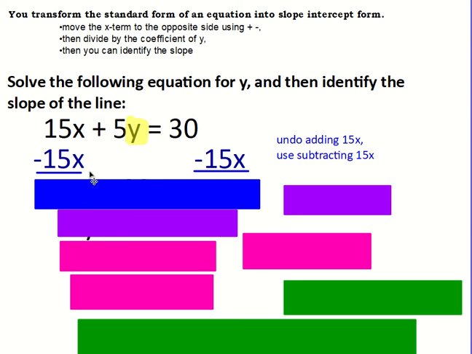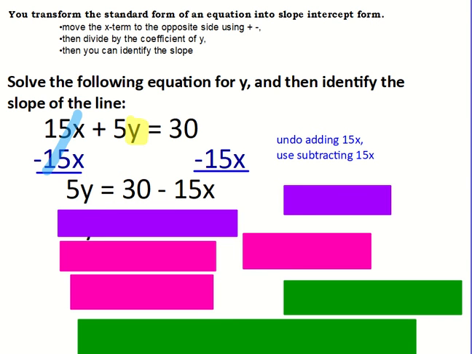So 15x minus 15x, that's 0. Those cancel out. So I'm going to cross those out. And then on the right-hand side, you have a 30, and then you have a minus 15x. Those are not like terms, so you can't combine them together. We're just going to bring them down. So we have 5y equals 30 minus 15x.